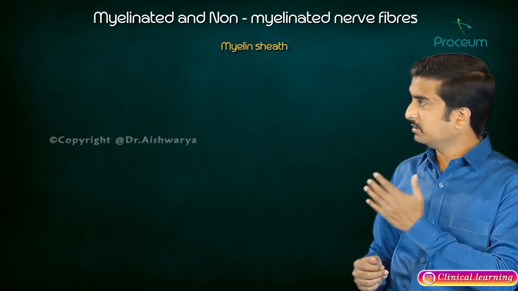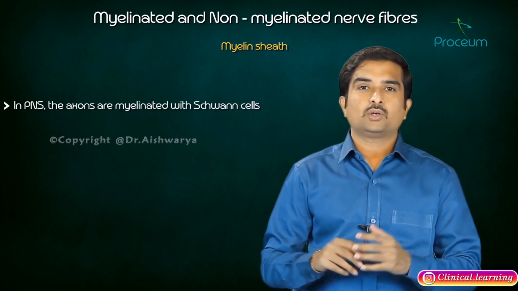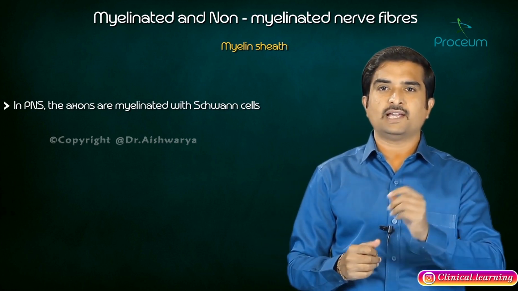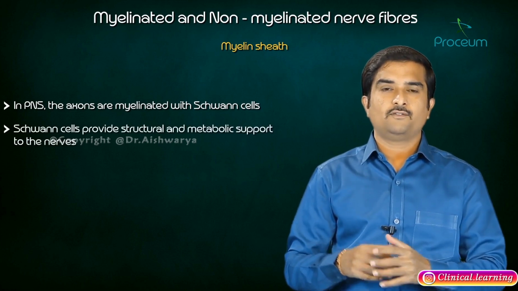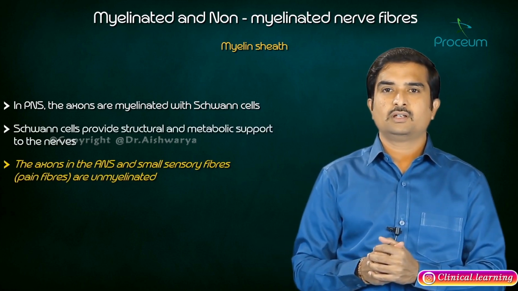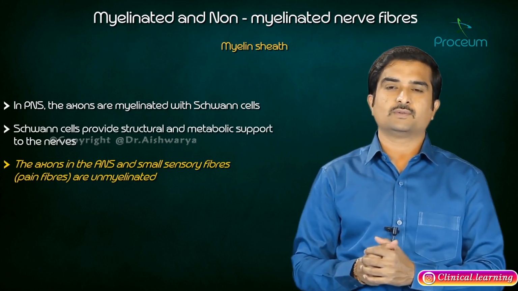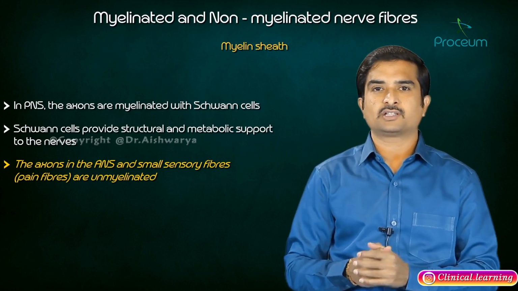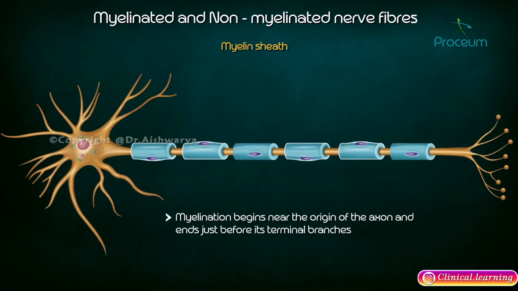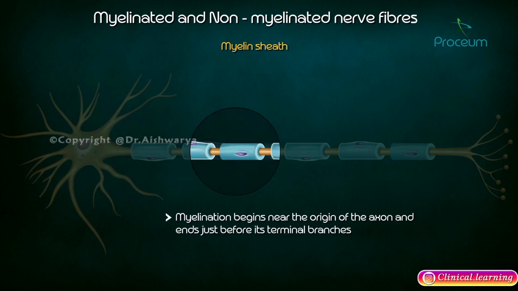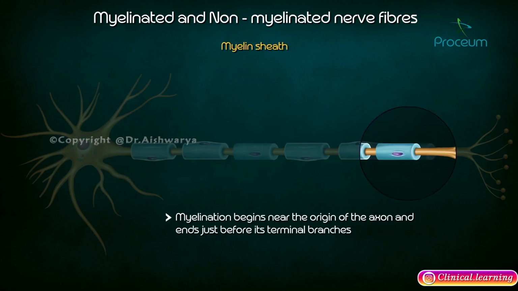And next is the myelin sheath. In the peripheral nervous system, the axons of the nerve fibers are myelinated with Schwann cells, which provide structure as well as metabolic support to the nerves. The axons in the autonomic nervous system and small sensory fibers, especially pain fibers, are unmyelinated. Myelination begins near the origin of the axons and ends just before its terminal branches.